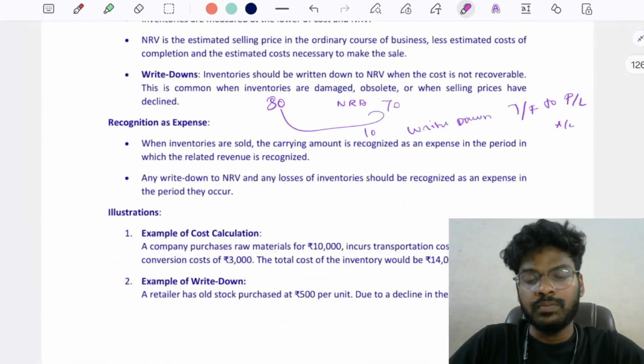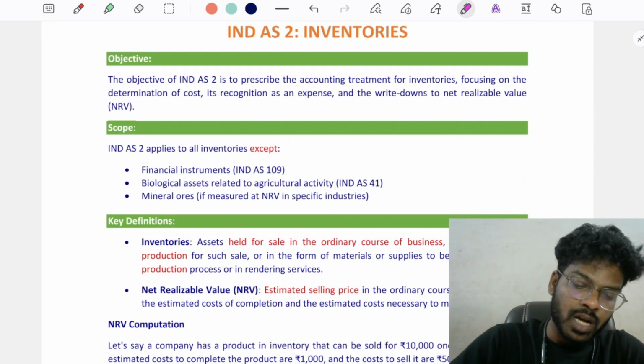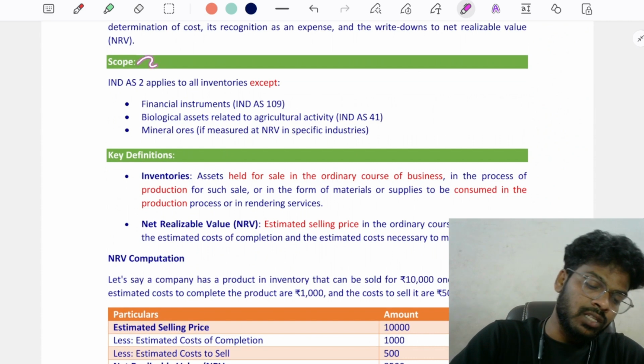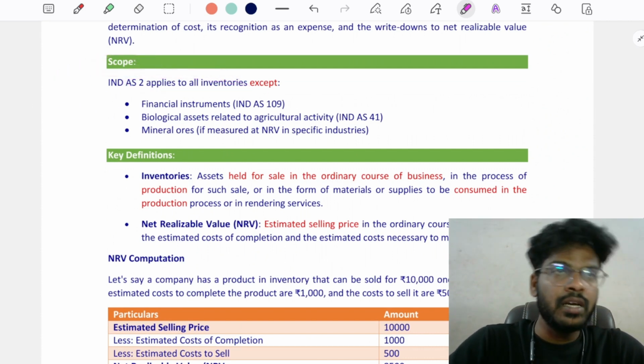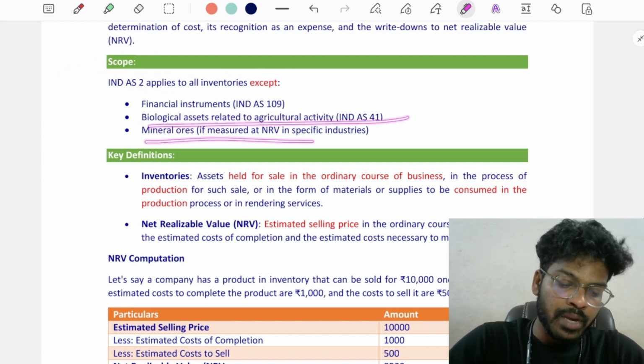That's it. Quick revision. What is the objective of Ind AS 2? The objective is to prescribe accounting treatment for valuation of inventory. The scope: all inventories are included in Ind AS 2, except financial instruments covered in Ind AS 109, biological assets and mineral ores.